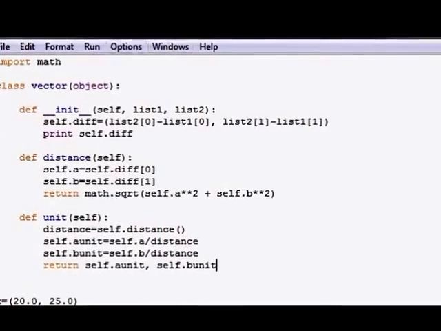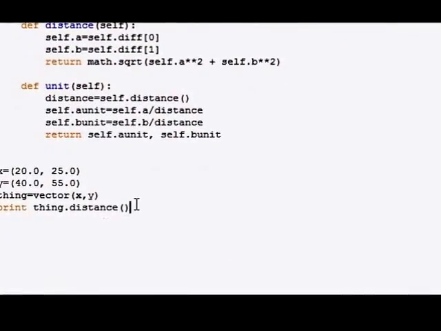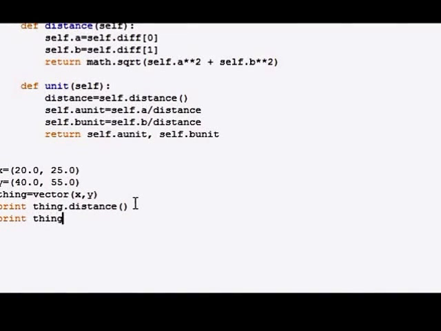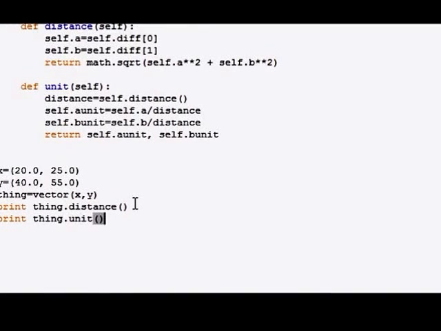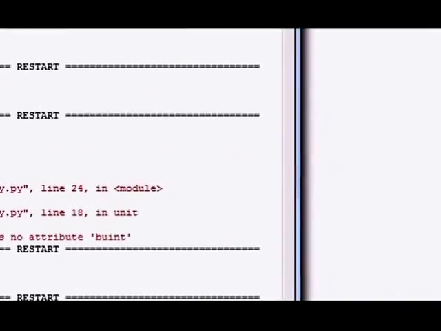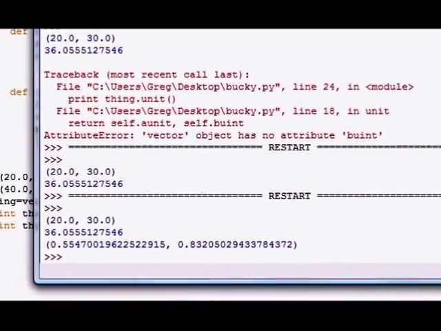Looks good. So now that we returned it, all we need to do is print it out. So let's go over here and print the unit, and this should work. Hopefully it does. Cross your fingers. And let's go ahead and save this. And look at this. Here's what we printed out so far.